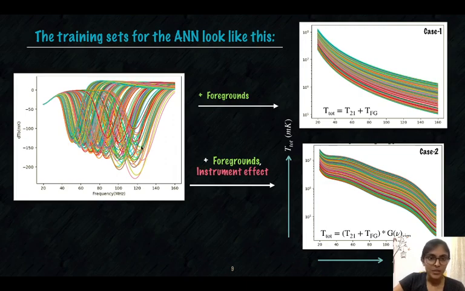So we construct training sets which look like this. We take the global signals, add the foregrounds which we have generated using our models, and the top panel shows the case where no instrument response is added, or we can say it's a perfect instrument case. On the other panel, you can see that we have added instrument effect, and this is how the training set would look. From this data set, we predict the tonnage parameters.